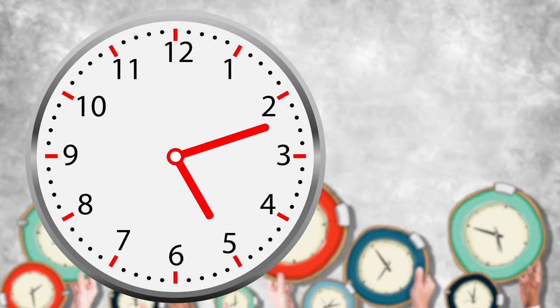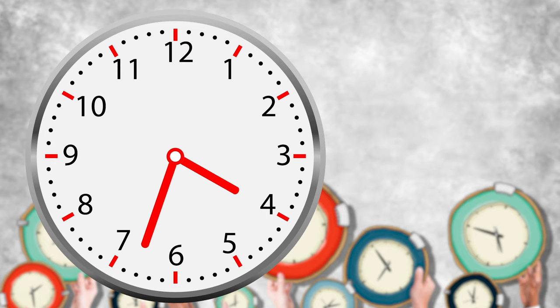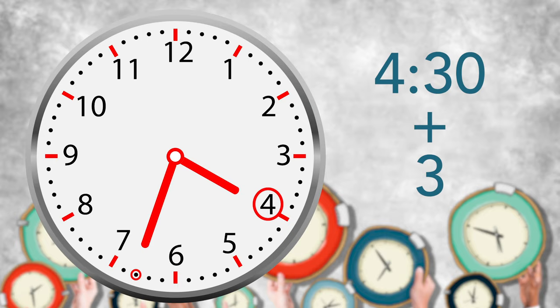If the little hand is pointing at the 5 and the big hand is pointing at 2 dashes past the 2, then we would count by 5 and then add 2 to find out that it's 5:12. How about if the little hand is pointing at the 4 and the big hand is pointing at 3 dashes past the 6? That would mean it would be 4:30 plus 3, or 4:33.